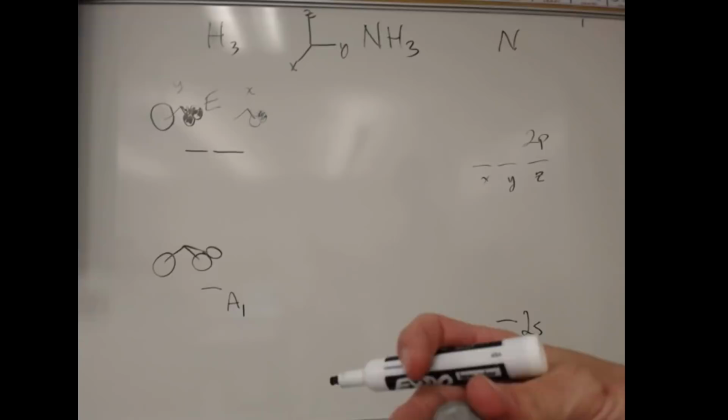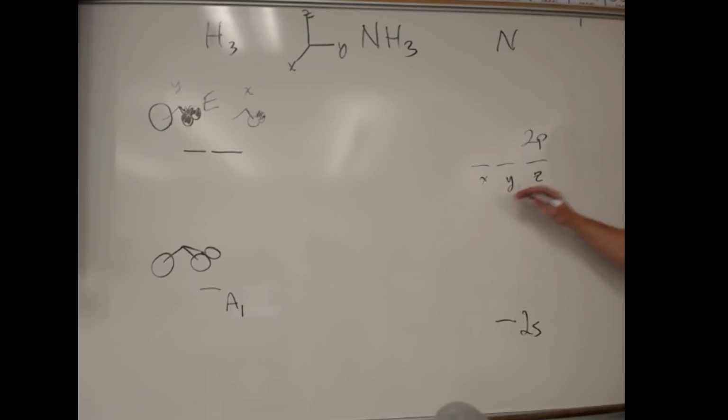And now we combine things. Well, but first let's look at the different symmetries. Remember, x and y combine to form a basis of E, and the 2pz would be A1. And the 2s, the s orbitals are top row. They're spherically symmetric, and so this one is gonna be A1. So we have the symmetries of all the different orbitals that are gonna mix together, and the A1s mix with the A1s, and the E's mix with the E's.